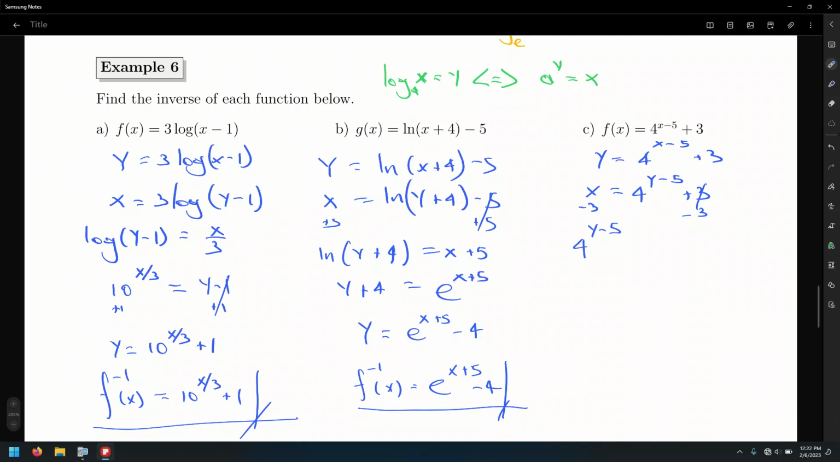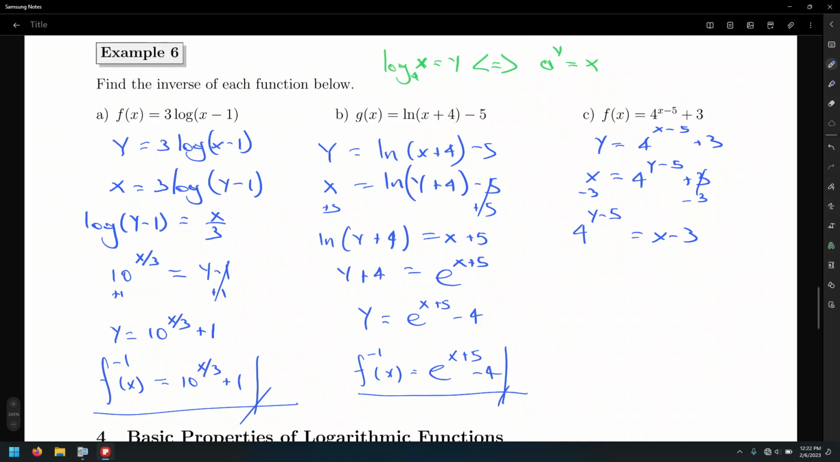And so 4 to the y minus 5 equals x minus 3. Now we're going to go from exponential to logarithmic. In the previous couple of examples, we went from logarithmic expression to exponential expression. Now we're going to do this process backwards. In this case, this x minus 3 will be the argument, this 4 will become the base of the logarithm, and this will be the y value, if you will. So y minus 5 equals log base 4 of x minus 3.